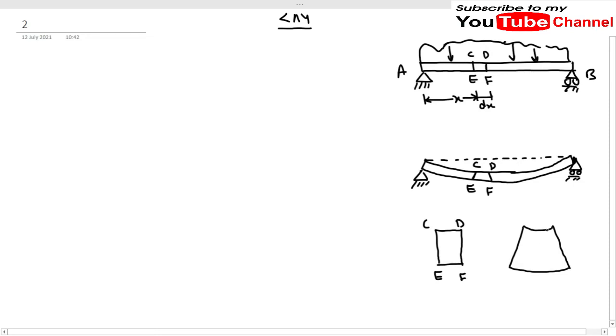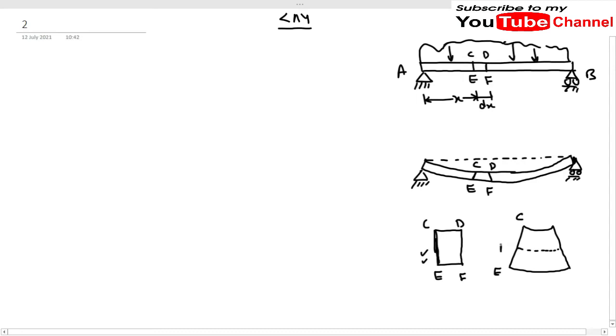One important assumption which we use in strength of materials is that a section which is plane before bending remains plane after bending. What does it mean? It means that this line CE, and this line CE after deflection, will remain straight, which means these lines will remain perpendicular to the neutral axis.